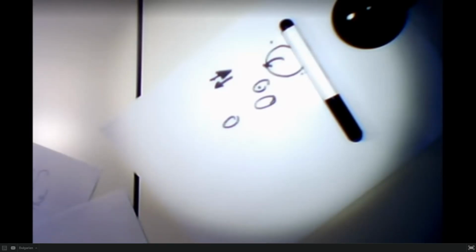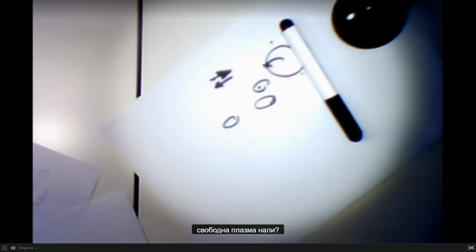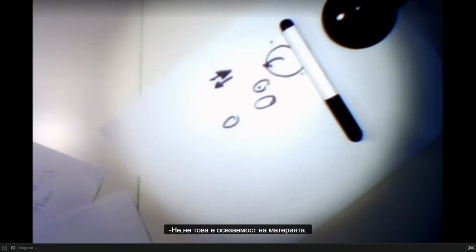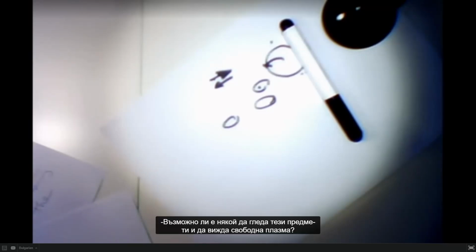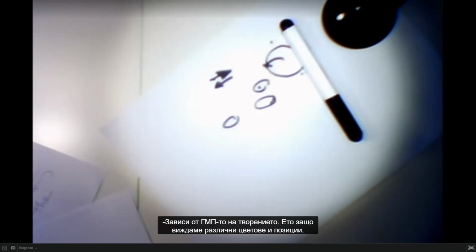When we normally look at something, like if I was to look at my desk, that would not be looking at free plasma. Is that true? If I look at my desk in front of me, or a cup, no, this is the tangibility. That's the matter. Could someone look at those items and see free plasma rather than the physical? Depends on the gravitational magnetic field of their creation.